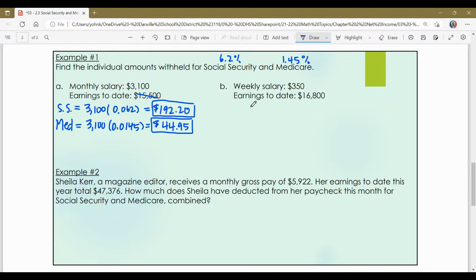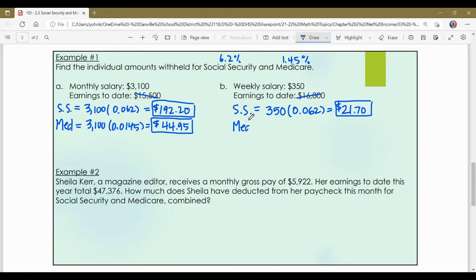All right, letter B. This person is paid a weekly salary of $350. Earnings to date, $16,800. Fine, that's less than $97,000, so I don't have to worry. So let's see, Social Security, we're going to take the weekly $350 and multiply it by 6.2% or 0.062. This means that weekly $21.70 is being taken out of the paycheck and gone towards Social Security.